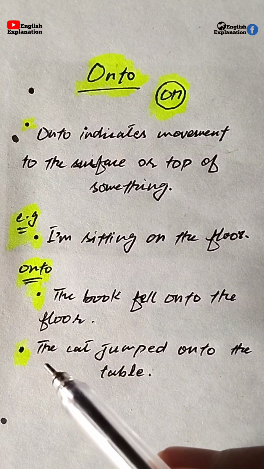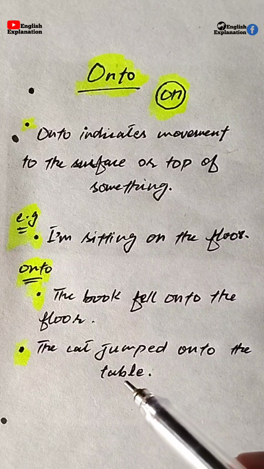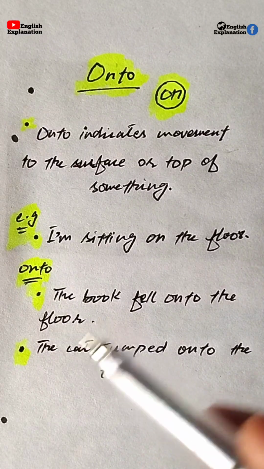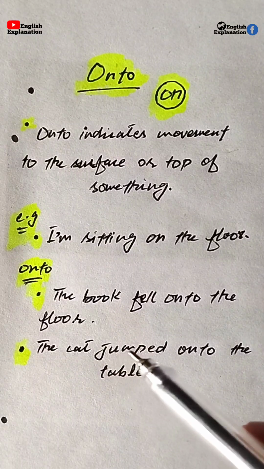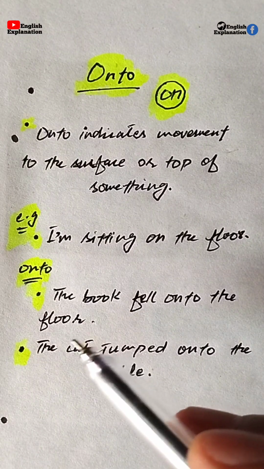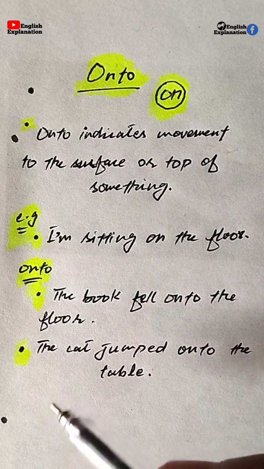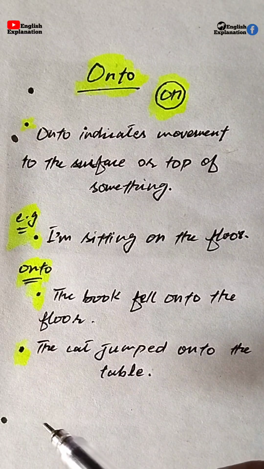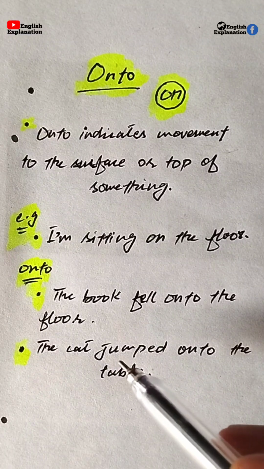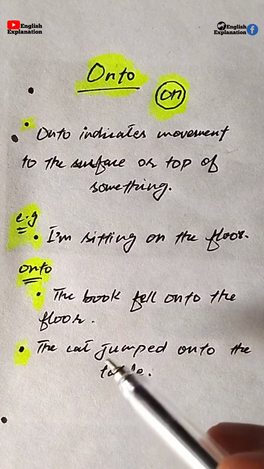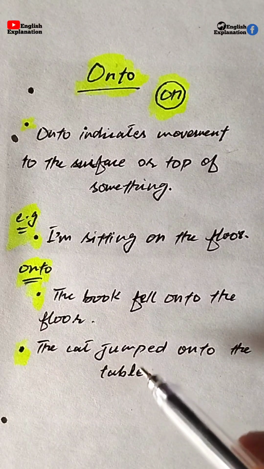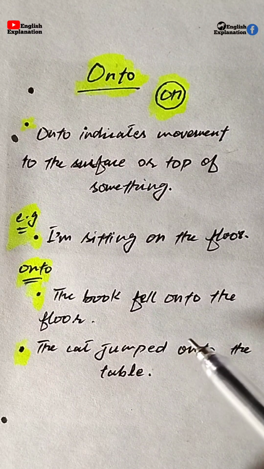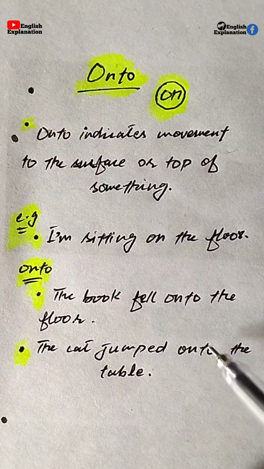Let's see another example. The cat jumped onto the table. So a table has a surface area like a floor has a surface area. So for surface area we use preposition on. The cat was in a down position, so she jumped onto the table. She is going from downside to upside. Upside is the table and she is sitting on the table now. That's why we are using onto here, showing direction, and on for surface area, and to for direction.